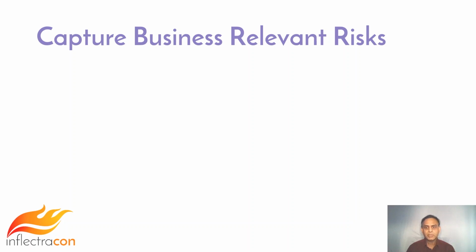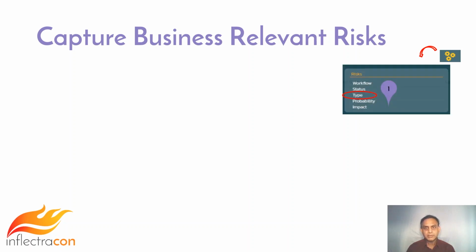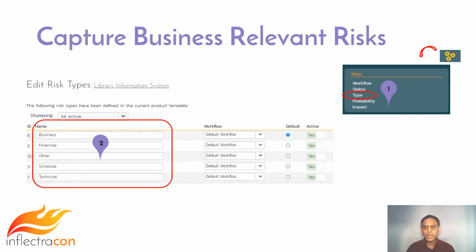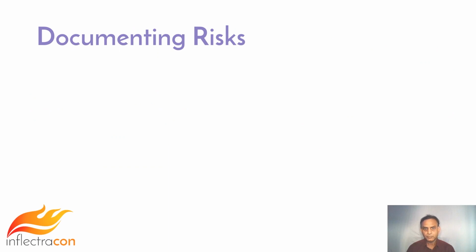To capture such business relevant risks, first access the admin panel. Then click on the type in the risk section. You will be presented with a familiar screen to capture business relevant risks to your product. Risk can also be associated with a specific workflow, but these will be covered in another advanced session on workflow.